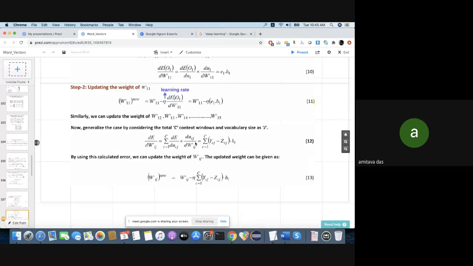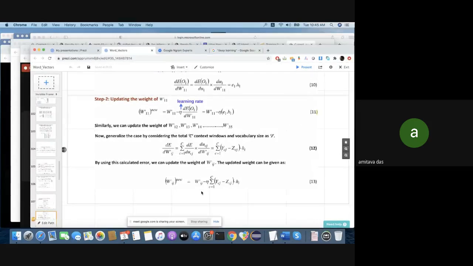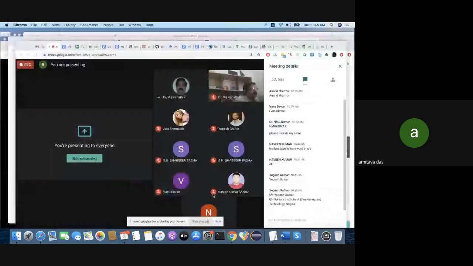Okay, and we can rewrite this simply: this is our E1, what we calculated earlier, YCJ minus ZCJ, and this is HI. So this is the rewritten formulation of the gradient we need to update while doing the backward propagation, for all the context windows 1 to 3 and for all the layers. Question here, if you have.